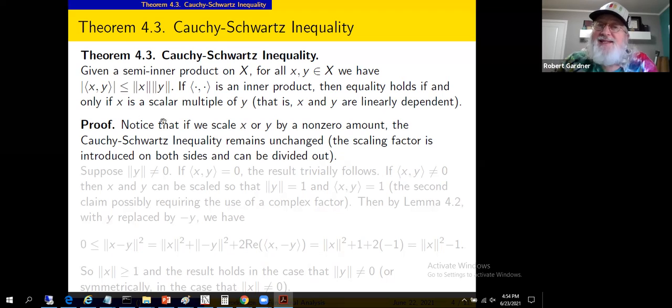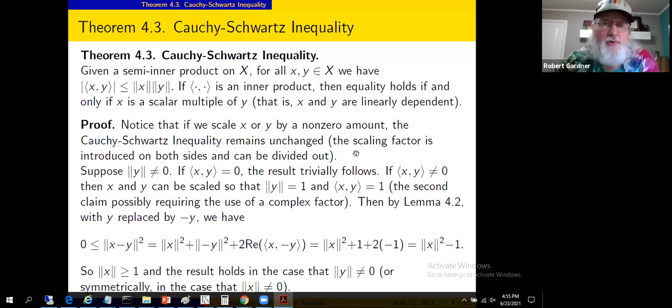So we're going to freely scale these vectors x and y. For example, we'll normalize one of them somewhere along the line, and that won't change the claim at all. It simplifies the proof. The scaling factor is introduced on both sides and divided out. So that's just the fact I can get scalars outside of both sides. So we freely scale vectors. Suppose vector y doesn't have semi-norm 0. So initially we're operating under semi-norms. Once we get the Schwarz inequality established for semi-norms, then we'll talk about the equality and the inner product.